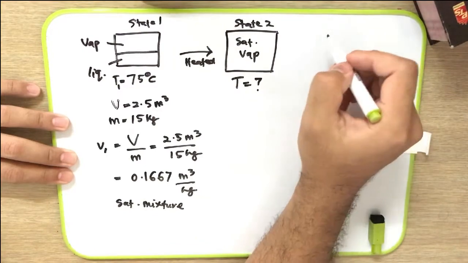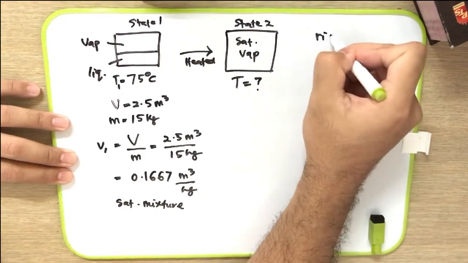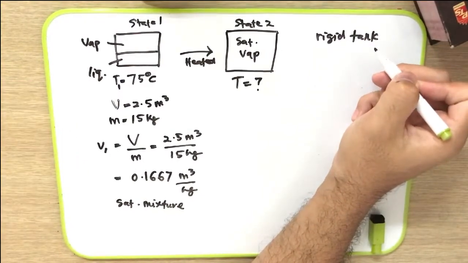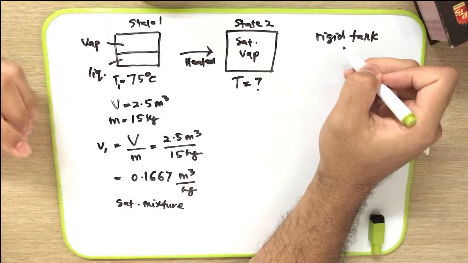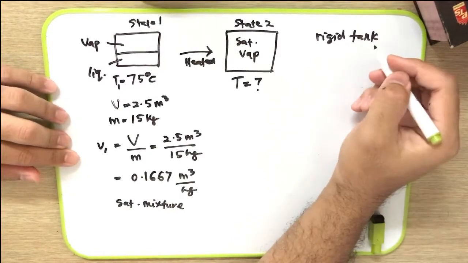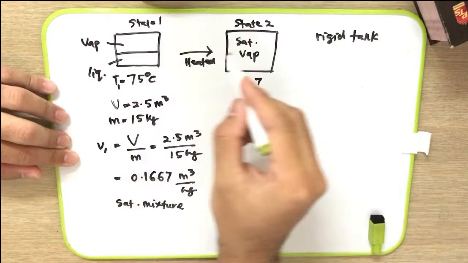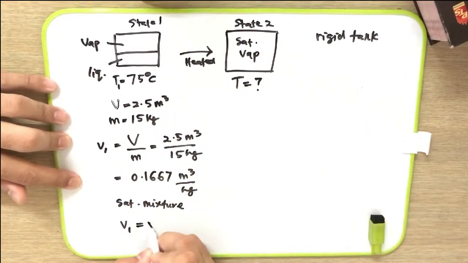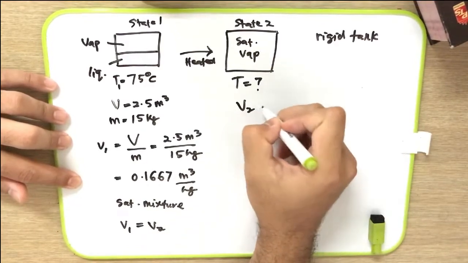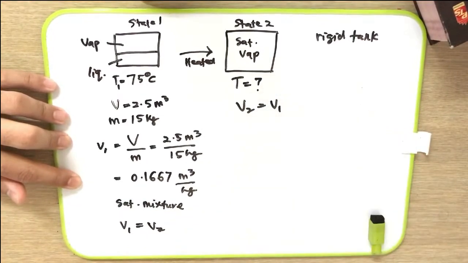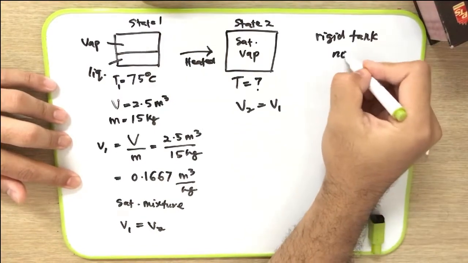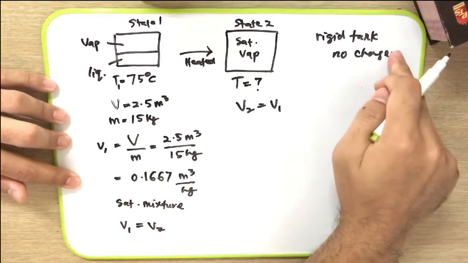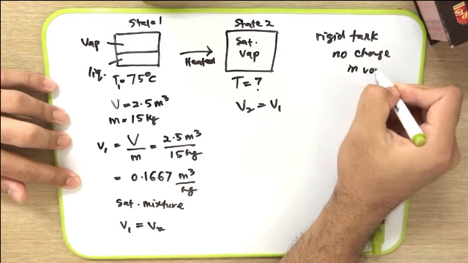We need to remember the device used in this question is a rigid tank. And one thing that you have to know about a rigid tank is that the volume will not change. Whatever it is, the volume will not change. So it means that for state 1 and state 2, both V are equal. V1 is equal to V2. So rigid tank, no change in volume.